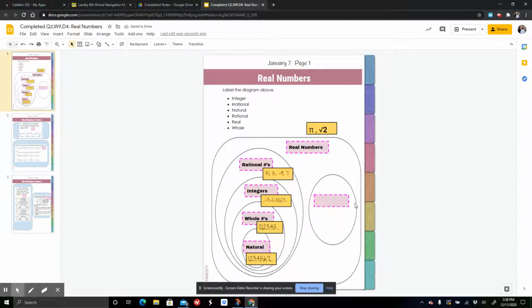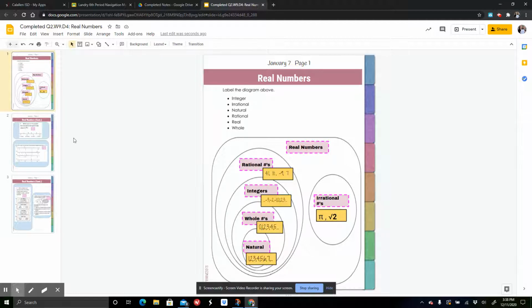Over here off to its side, the things that are not rational are irrational numbers. And basically they're numbers that cannot be written as a fraction, and they're decimals that don't have a repeating pattern and don't ever end. Some examples of that are pi and the square root of 2.